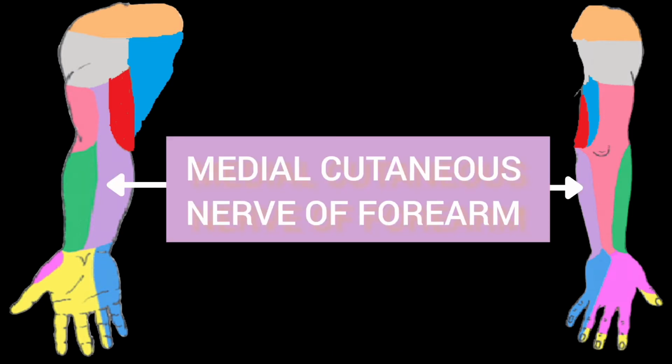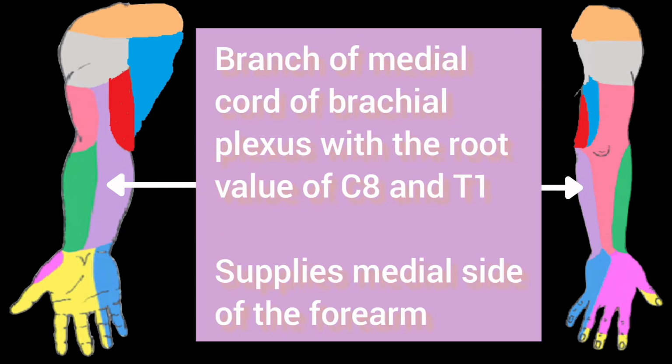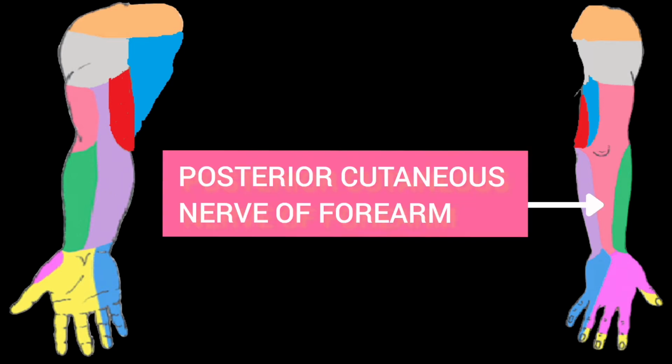Medial cutaneous nerve of the forearm. It is a branch of medial cord of the brachial plexus with a root value of C8 and T1. It supplies the medial side of the forearm. The purple color area represents the area supplied by medial cutaneous nerve of the forearm.